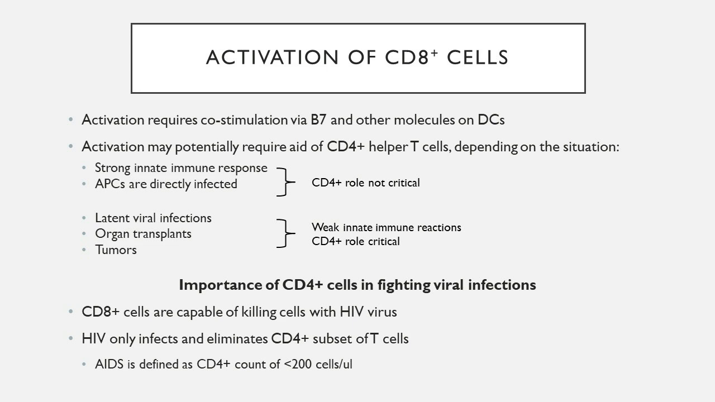This is perhaps best illustrated by the case of HIV or AIDS. So for viral infections like HIV, CD8 plus cells are capable of killing the cells with the HIV virus. However, what's really detrimental with HIV and AIDS is that HIV only affects and eliminates CD4 plus subsets of T cells. So CD8 plus cells are left without the cells that are meant to help activate them. And for this reason, it's viral infections that later on, when HIV has progressed to AIDS, are the ultimate killer of patients with this disease. In fact, AIDS is actually defined by the CD4 plus count. This is what we refer to as the T cell count in HIV patients, and in this case, it's less than 200 cells per microliter of plasma.